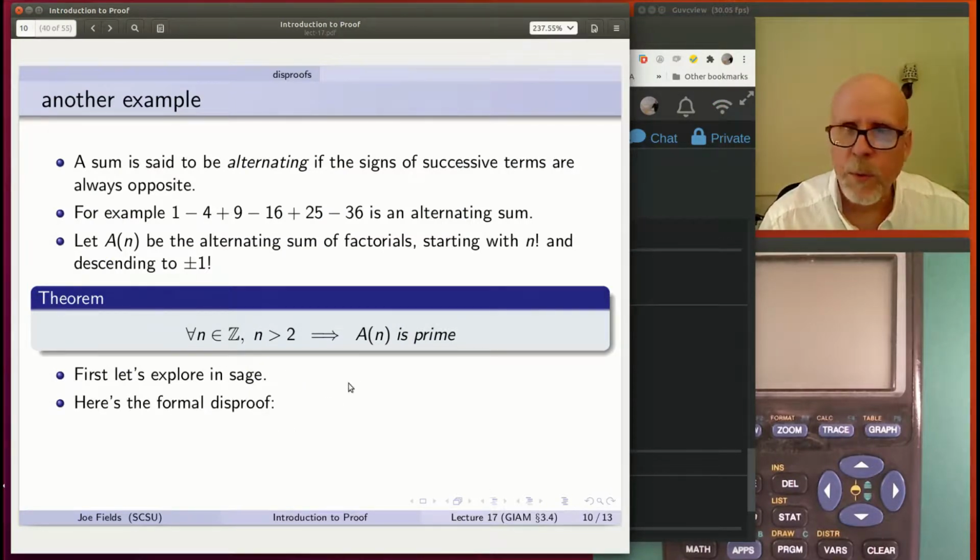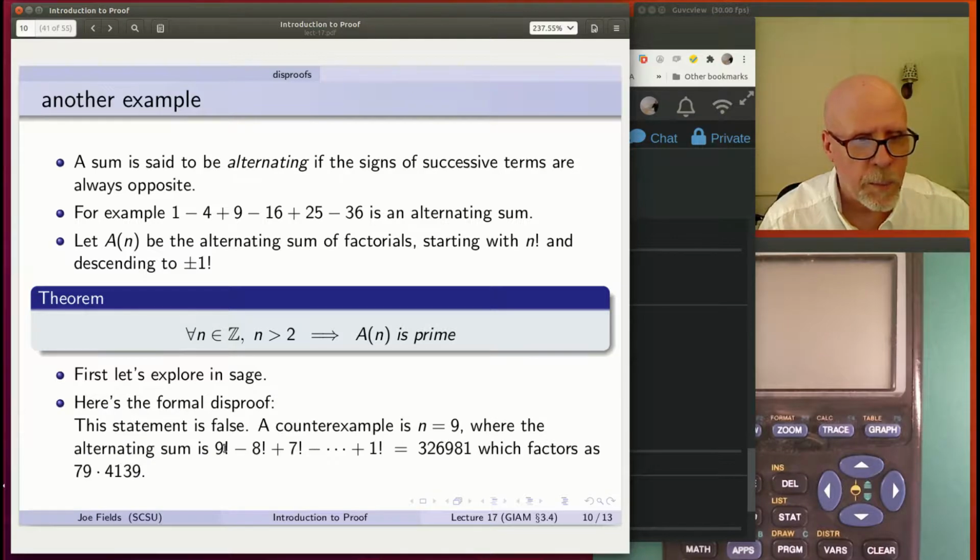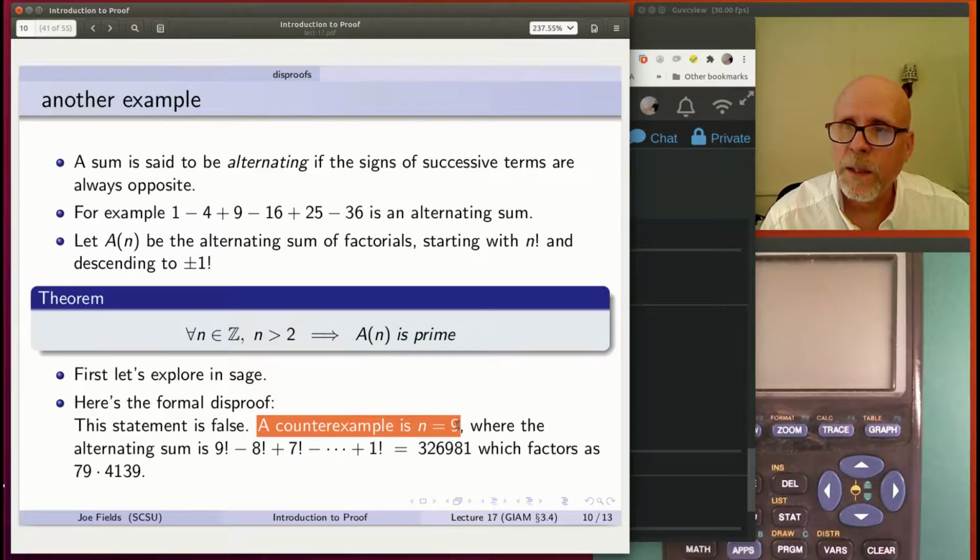Here's the formal disproof for this statement. The statement is false. A counterexample is n equals 9, where the alternating sum is, I cheaped out, I guess, and didn't want to write down the entire alternating sum. But anyway, the value of it is that number we found, and that factors as the factorization we just found. Like before, you could just write a counterexample as n equals 9, and that would be a complete disproof.